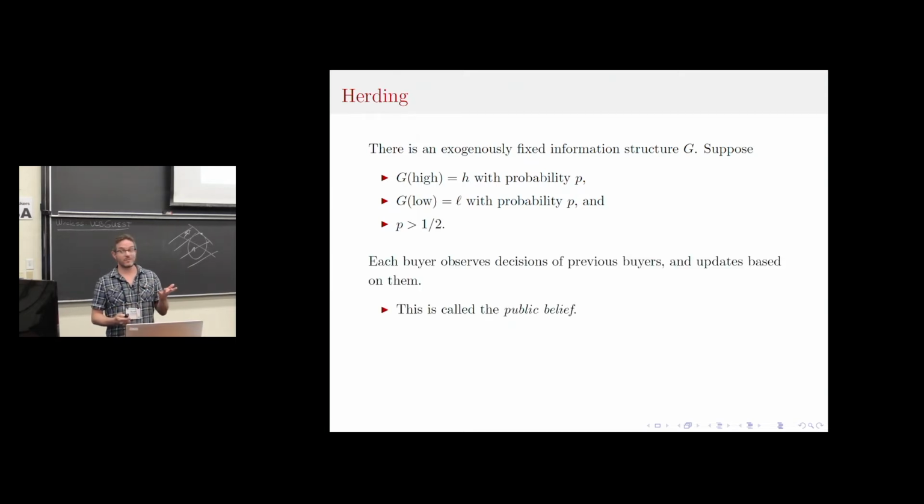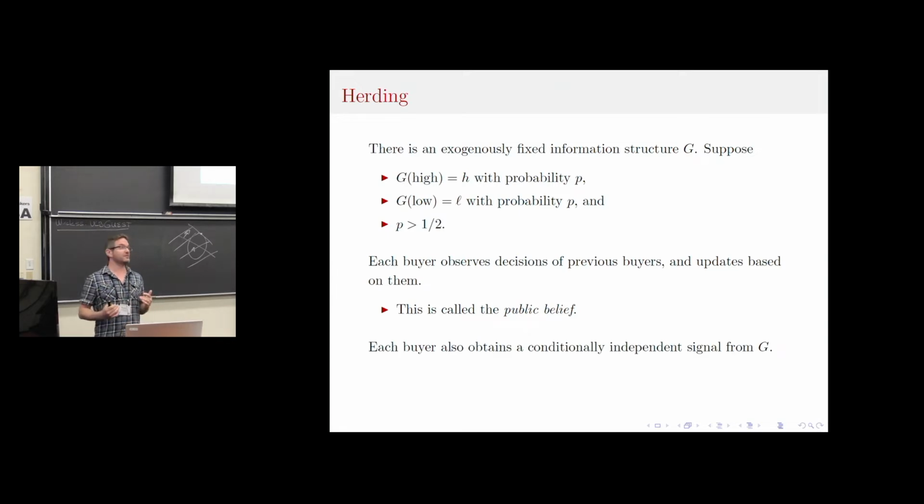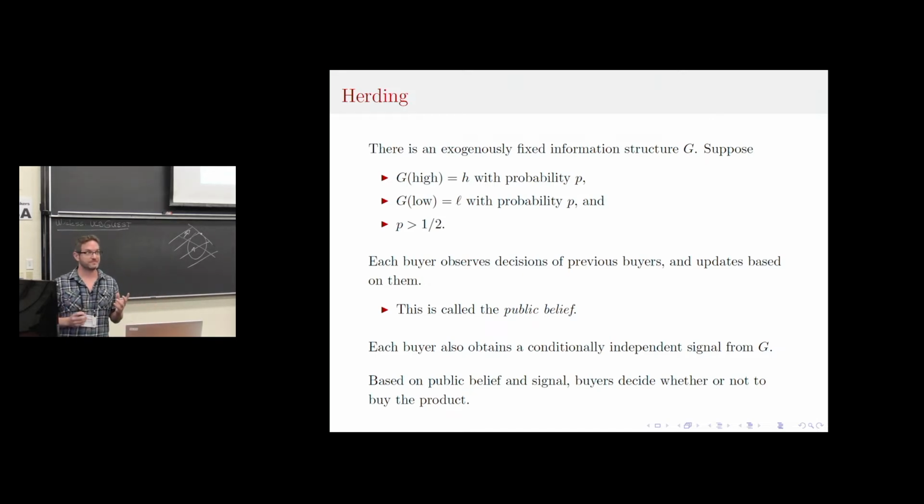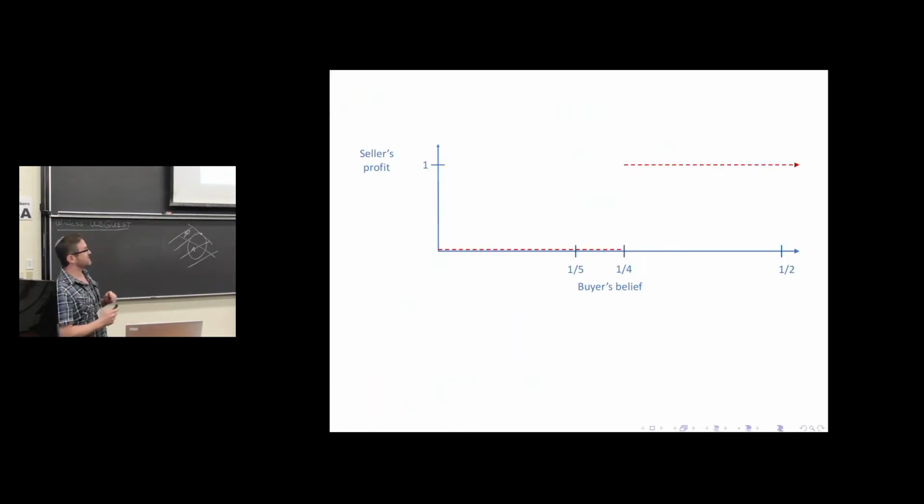Each buyer in the herding model is going to observe the decision of the previous buyers, whether they bought or not, and going to update his belief based on the pattern of purchases that he saw. That's the public belief. Plus, he's also going to get a conditionally independent signal from this information structure, and then he's going to make a decision based on these two things.